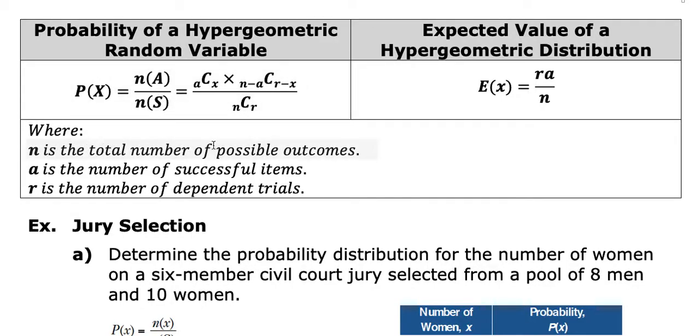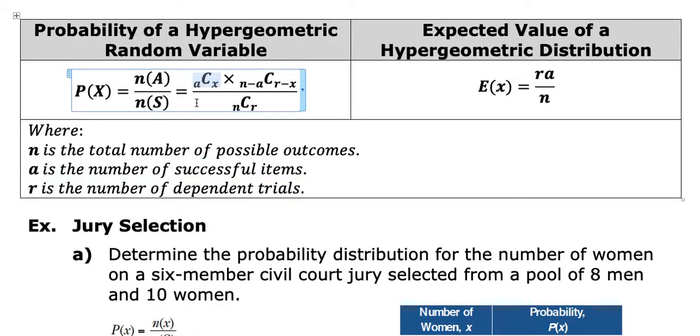N is the total number of possible outcomes. So there's N items. And of those items, there's some type of characteristic in which we're going to distinguish the individuals within. They're either considered a successful outcome or an unsuccessful outcome. We're going to let A represent the number of successful items or outcomes.